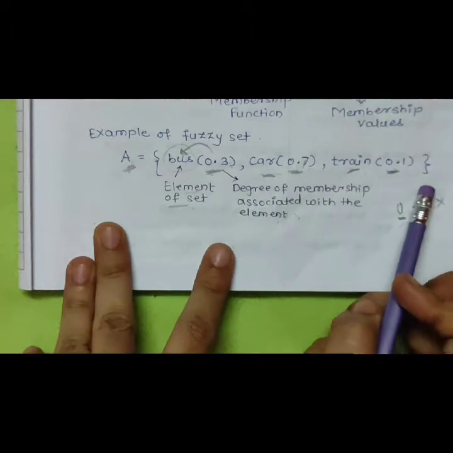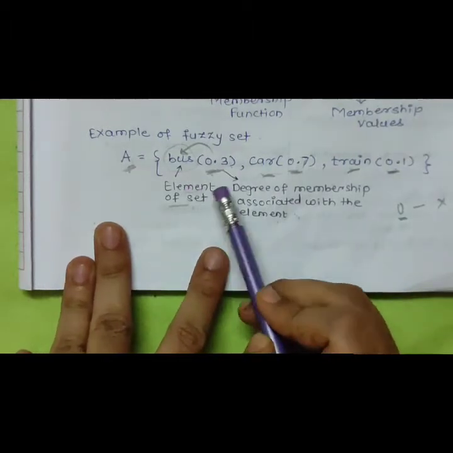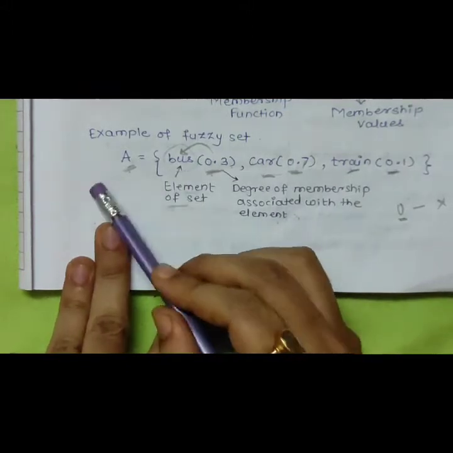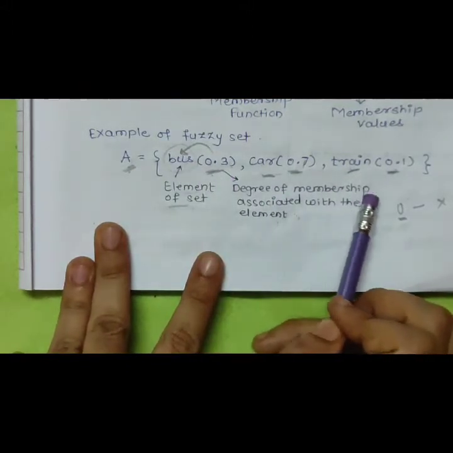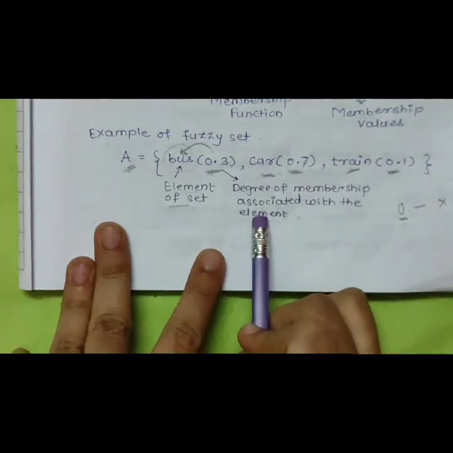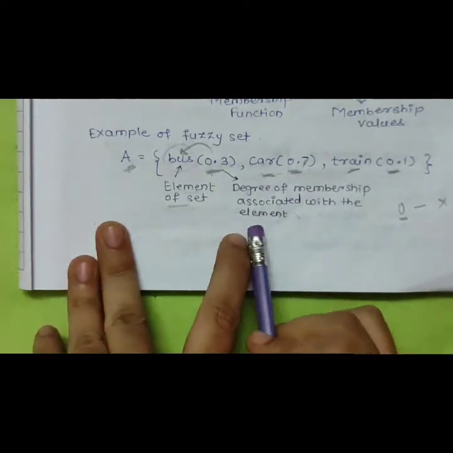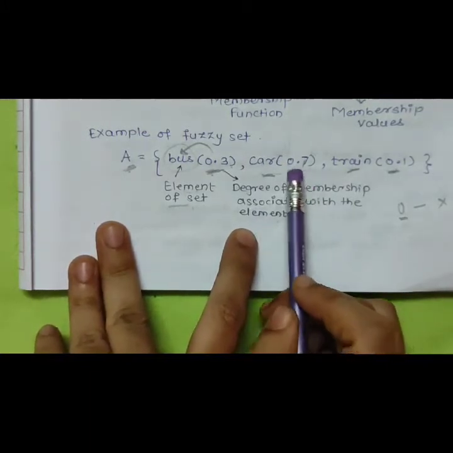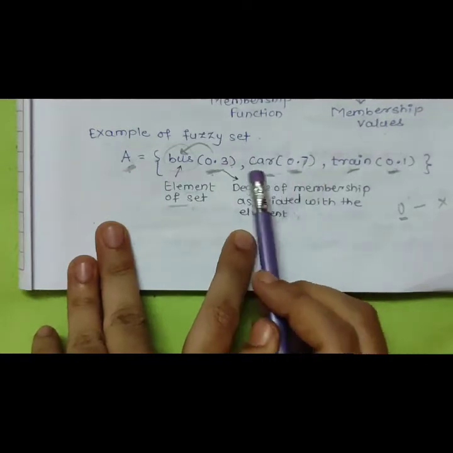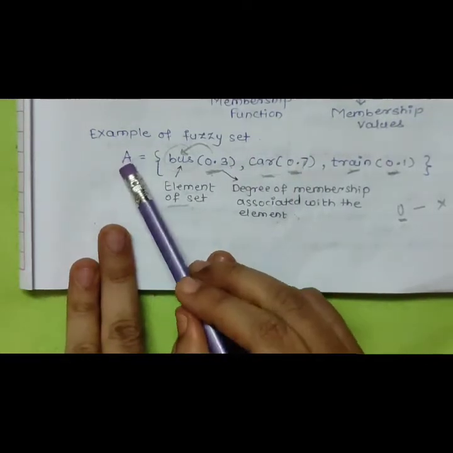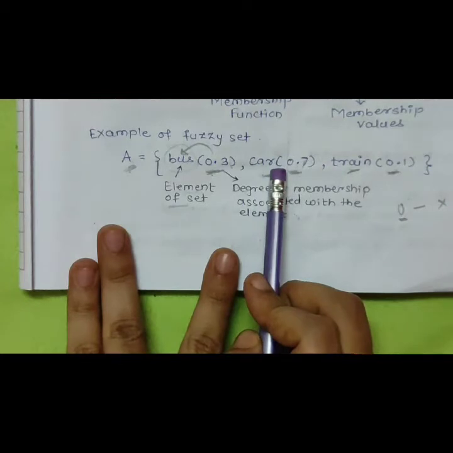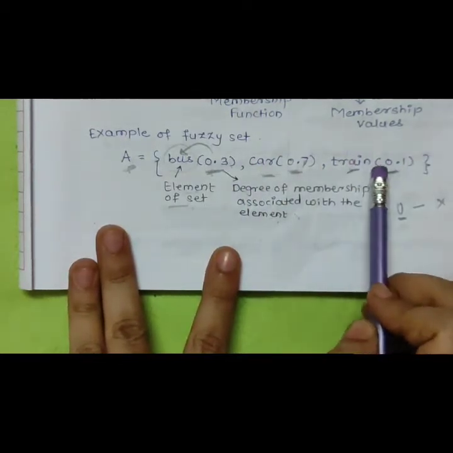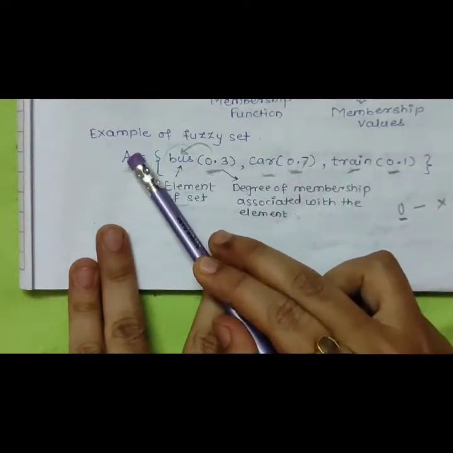What are these values? These values are nothing but degree of membership associated with this element. Bus is an element of set A, and this is the degree of membership associated with this element. Or we can say these are nothing but the membership values. And if this value is higher, we can say this element is strongly associated with this set. And if this value is lower, here it is 0.1, so we can say the element train is weakly associated with this set.